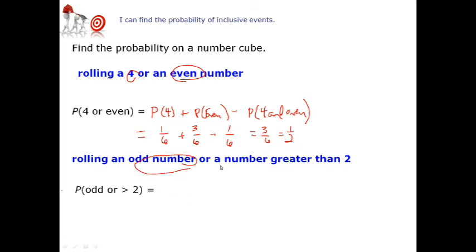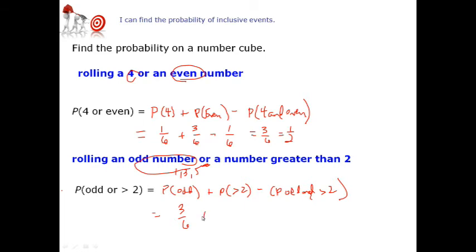Rolling an odd number or a number greater than 2. Well, the odd numbers on the die are 1, 3, and 5. So I'm going to have the probability of odd plus a number greater than 2, minus the probability of odd and greater than 2. Okay? So, like I said, probability of odd is 1, 3, or 5. That's 3 out of 6.